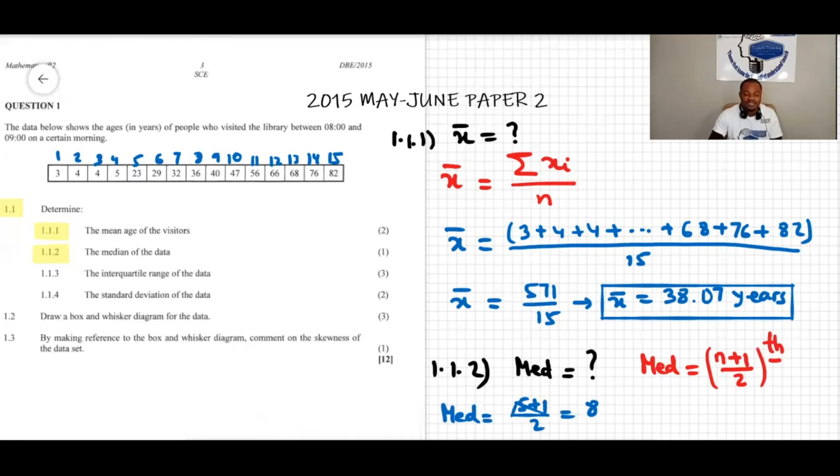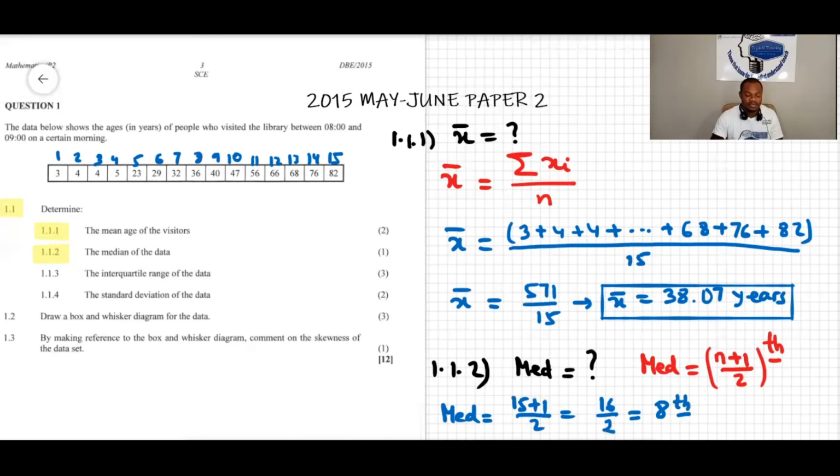This means that the median is the eighth value. I think it's inverted itself. It's supposed to be over 2. So it's 15 plus 1 over 2, that's 16 over 2, and this is equal to 8. The 8 here is not the number 8, but it's the position 8. So it tells us that the median is at position number 8.